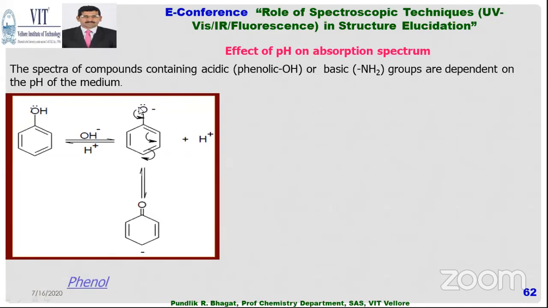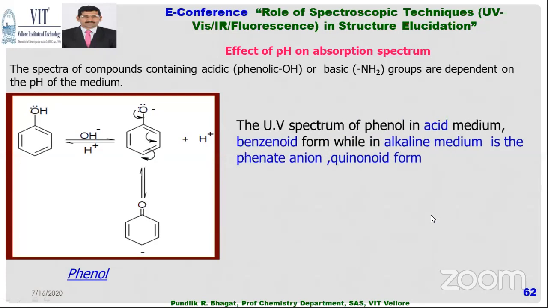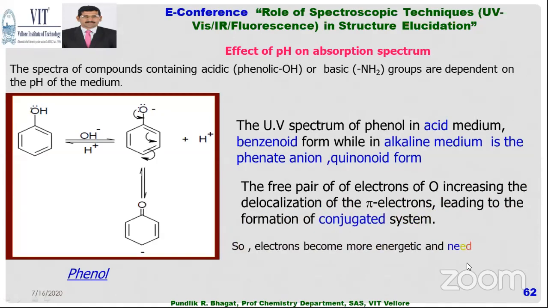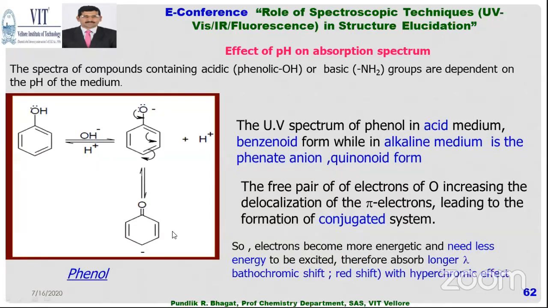So here you will find there is a conjugation of this lone pair of electrons, and it is forming the quinoid ring. So the quinoid ring is helping to increase the conjugation, increase delocalization, and leading to formation of a conjugated system. In such a case, this electron excitation requires less energy, and thus you will find a more intense absorption band.